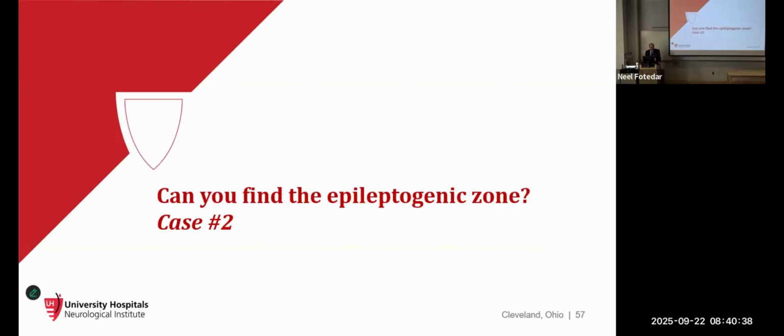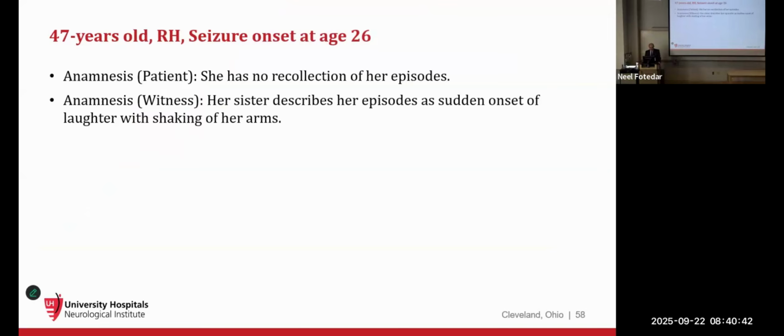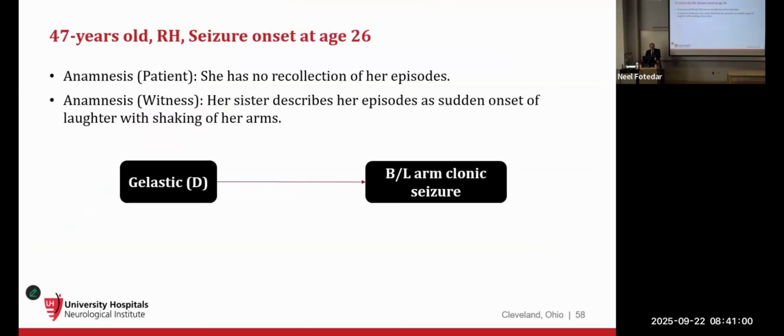Now, I'll show you the second case, which is a little more tricky. So, a 47-year-old right-handed woman, I've shown this case at ACNS before. Seizure onset at the age of 26. She has no recollection of her episodes. Her sister describes her episodes as sudden onset of laughter or screaming with shaking of her arms. So the patient is dialeptic from the get-go, so she has no aura.